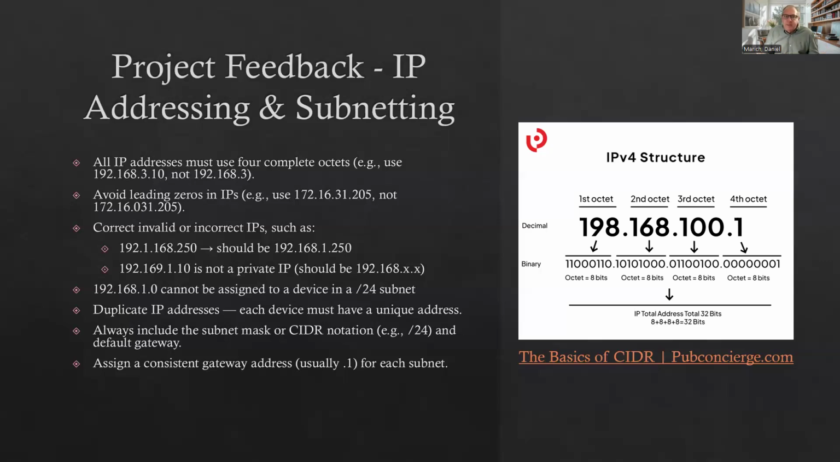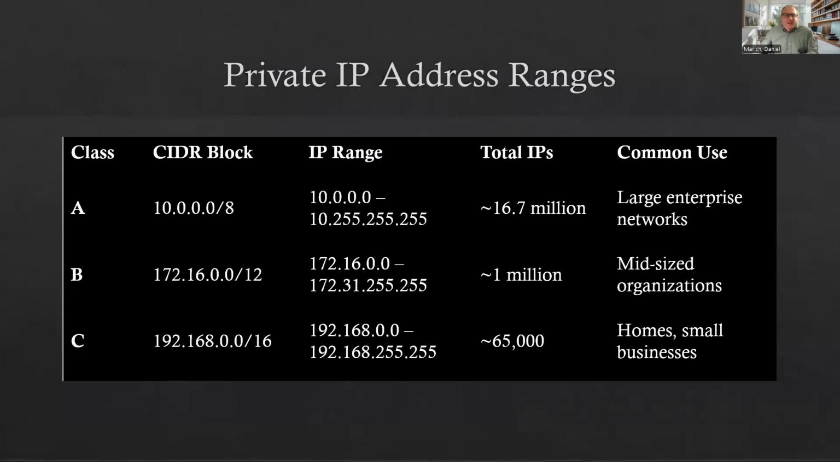Also, you must include the subnet mask or the CIDR notation and the default gateway. I've noticed that was a big thing on a lot of network maps. I was not seeing default gateways. I showed you that before. That's something I'm going to mark points off on if I'm not seeing it on your network map. And then be consistent in your gateway addresses. Usually dot one is where you want to be for all subnets.